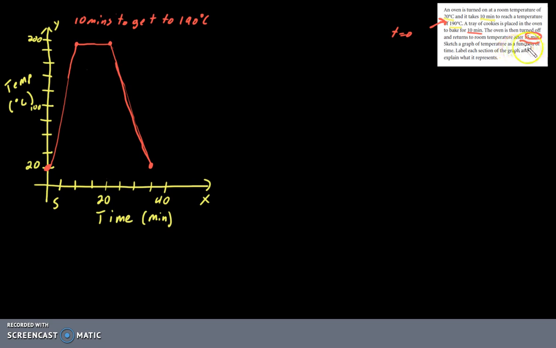Okay. All right, after that, let's now label each section of the graph and explain what it means. So we have our entire graph down on the paper. We know that this function over here, or this little line right here, from room temperature up to 190 is the oven. And the oven is heating up. So the oven's heating up, and once it gets to this temperature, we know this is going to be the time where the cookies are baking.